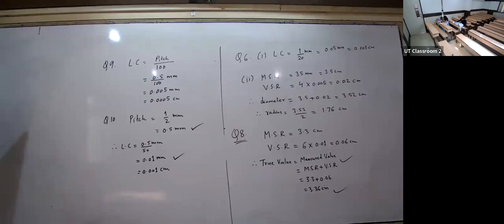Now the 0 is below the baseline. Is it positive? It's positive. And the 4th division of the circular scale is in line with the baseline. It will be 4 into least count, 4 into 0.01. So this will be plus 0.04.